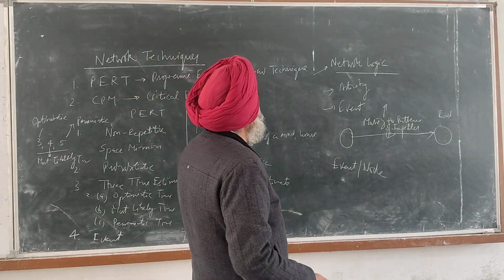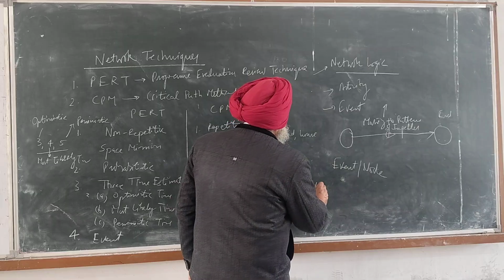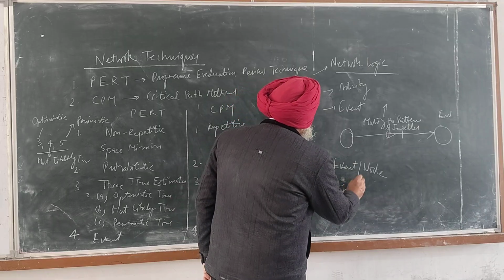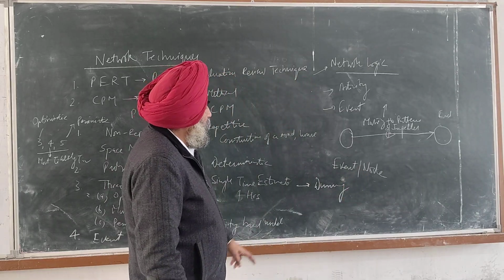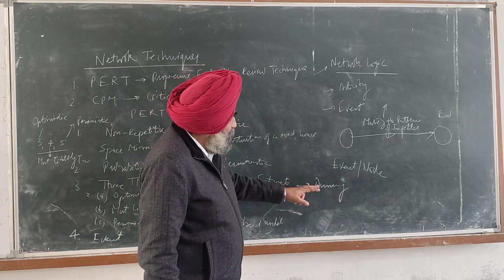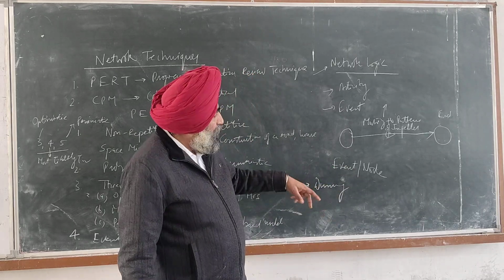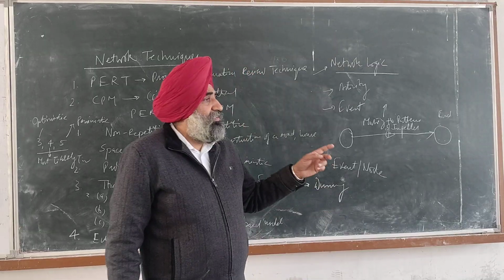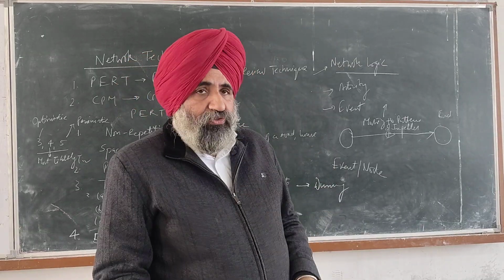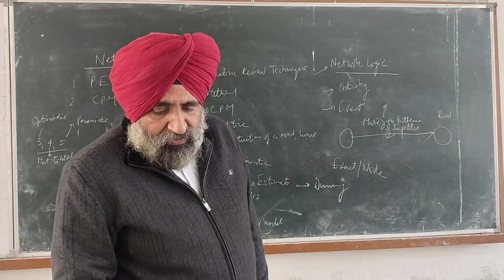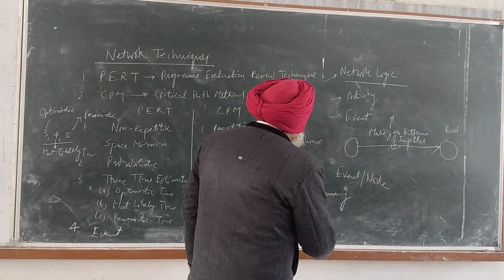And there is another concept, dummy. What is the dummy activity? It does not consume any resources, but it assists in the completion of the network. So this is called the dummy. Another thing is called the looping.